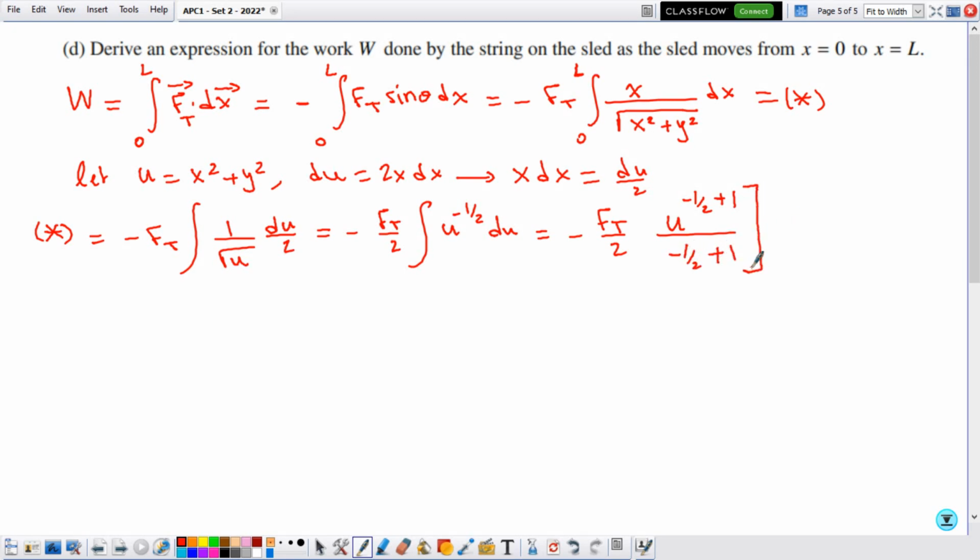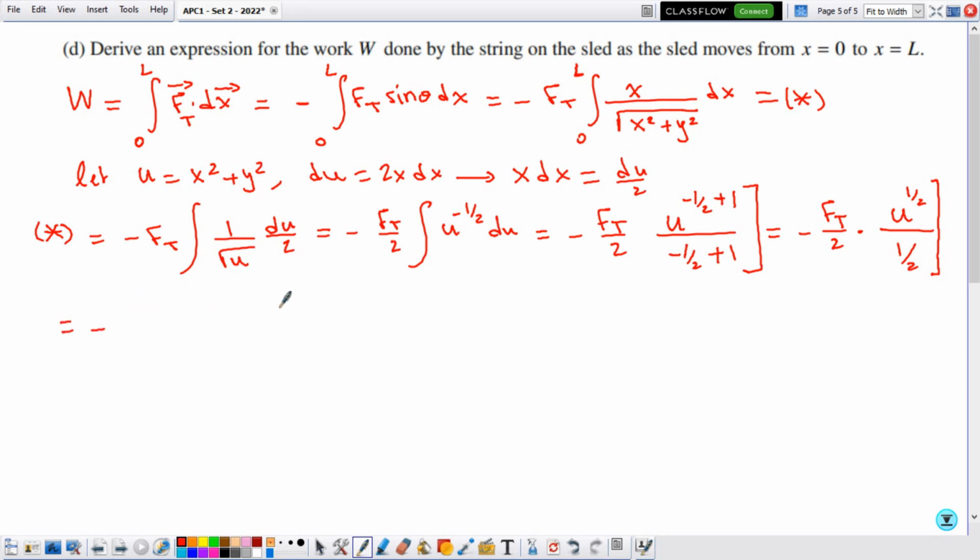Now still I won't place the boundaries because we didn't replace the expression of u. That would be minus Ft divided by 2 multiplied by 2 u to the power of half, and yet the boundaries are free.